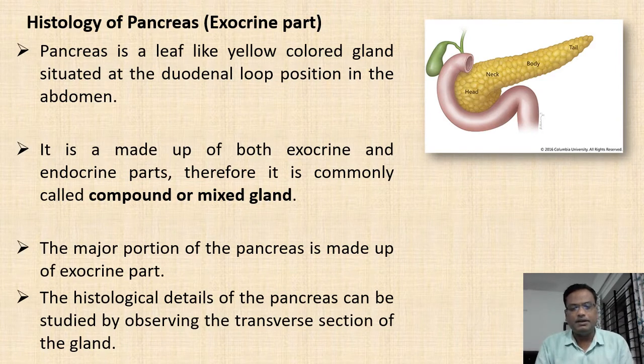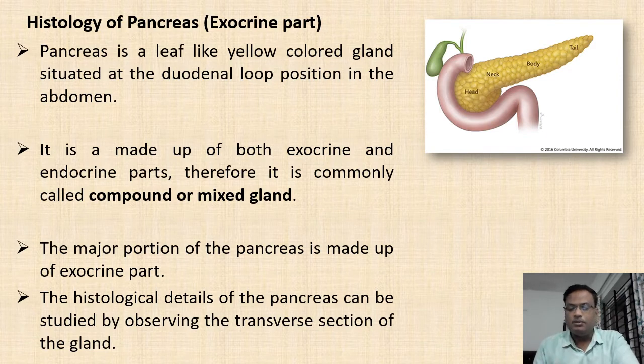Pancreas is a leaf-like yellow-colored gland, and it is situated in the duodenal loop part of the abdomen, and it is made up of both exocrine and endocrine parts. So therefore, it is commonly called compound or mixed gland.